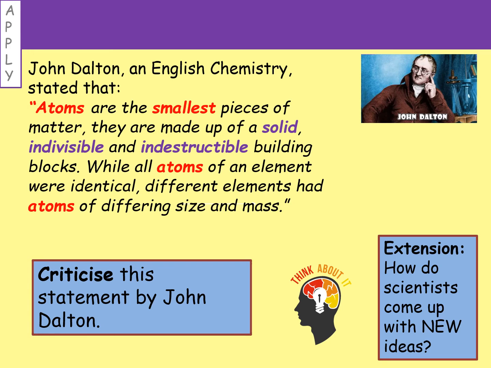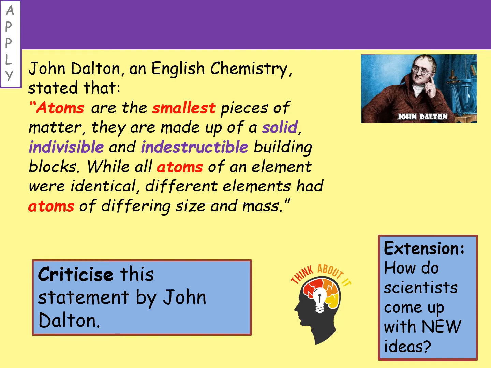Right, when we criticise something, we say what's true, what's good about it. So what I like about Sir John Dalton's statement here is the second part. While all atoms of an element are identical, that's true. Elements are made up of only one type of atom. We mentioned that earlier on. Different elements have atoms of different size and mass, and that is true too. So a hydrogen atom looks the same as another hydrogen atom, but a helium atom looks different, it's slightly bigger and is slightly more massive than a hydrogen atom.